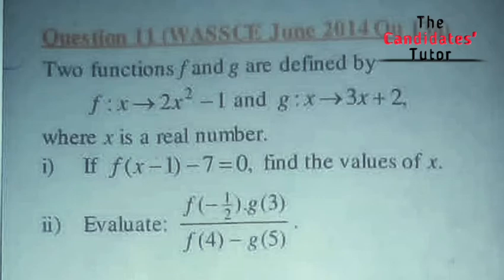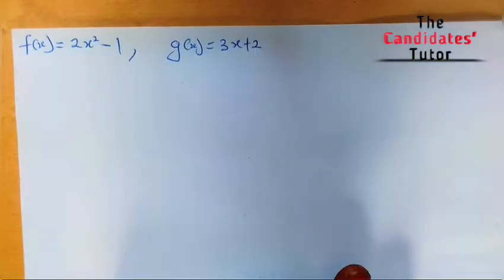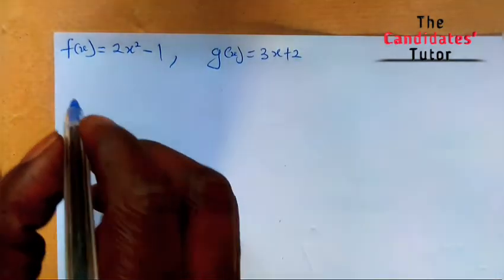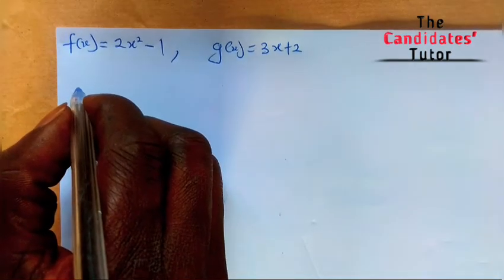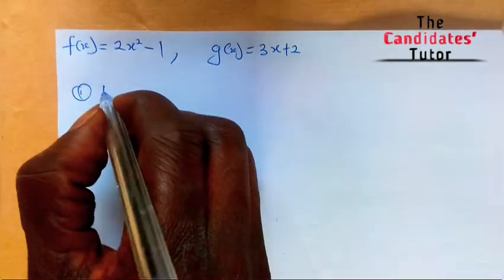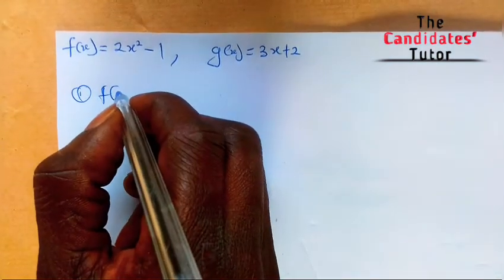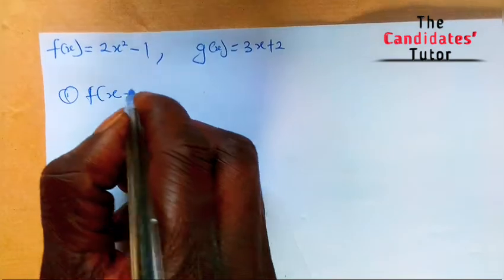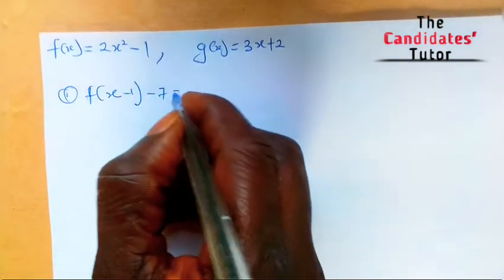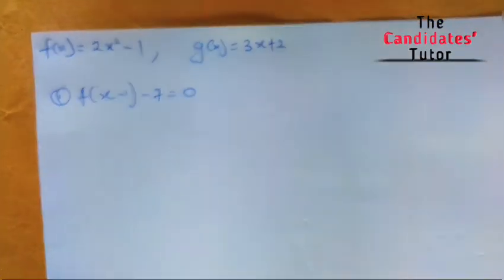We said if f of x minus 1 minus 7 is equal to 0, we're going to find the values of x. So just as the question is on your screen, I'm going to follow it and then solve it. Okay, so let's start the first one. With the first one, we said if f of x minus 1 minus 7 is equal to 0, we are going to find the values of x.